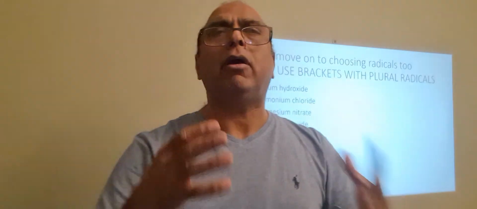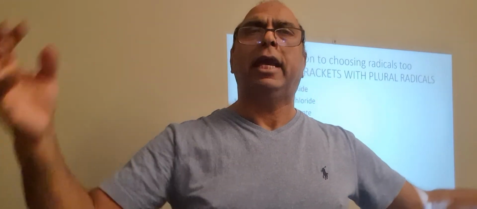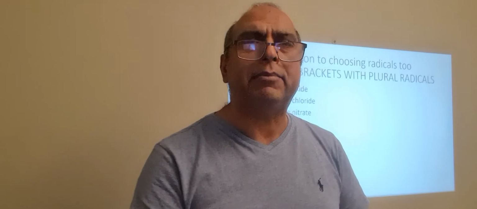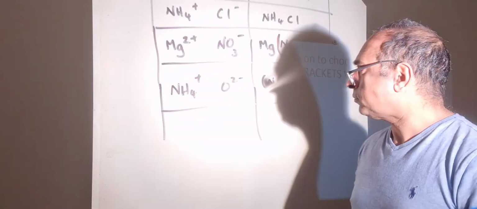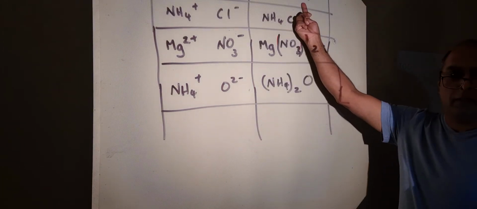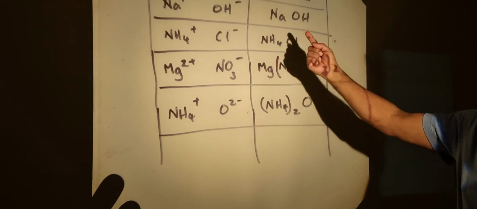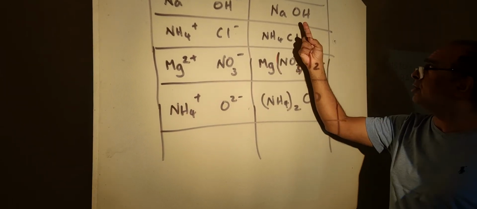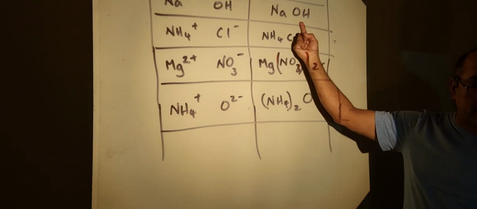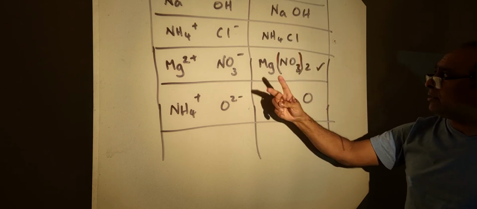If you haven't got radicals, you never need brackets. Even if you've got radicals, you never need brackets if it's singular. Plural radicals need brackets. Let me re-emphasize that with the examples. OH is a radical but singular, therefore no need for brackets.